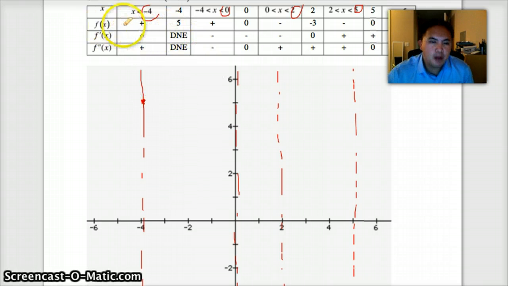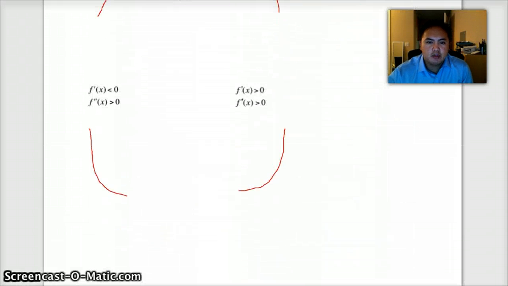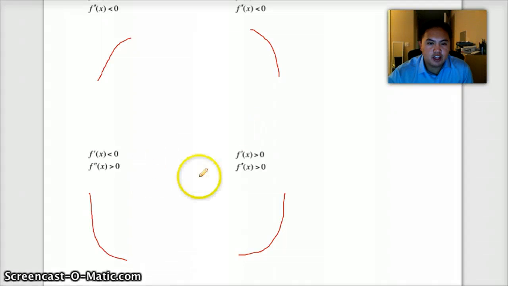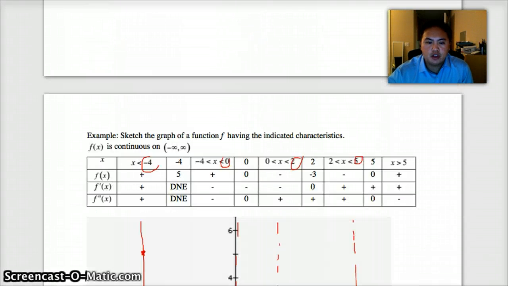So it says that it's positive, it's increasing, and it's concave up. You can look back at your original notes that we took on the last page. But how do I draw something that's increasing and concave up? That's this one. It looks like this shape. So I'm going to draw.